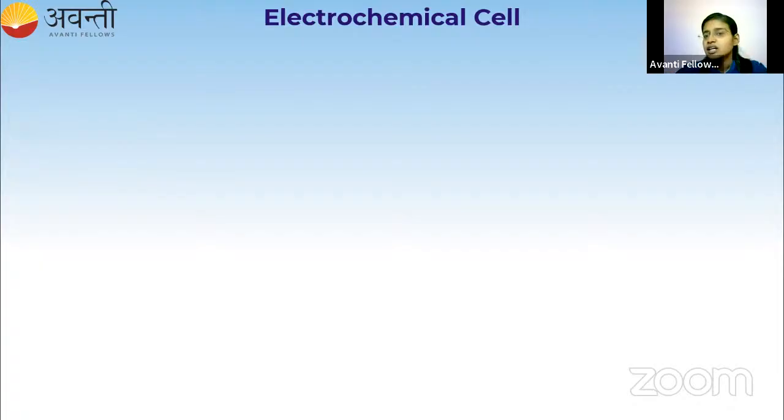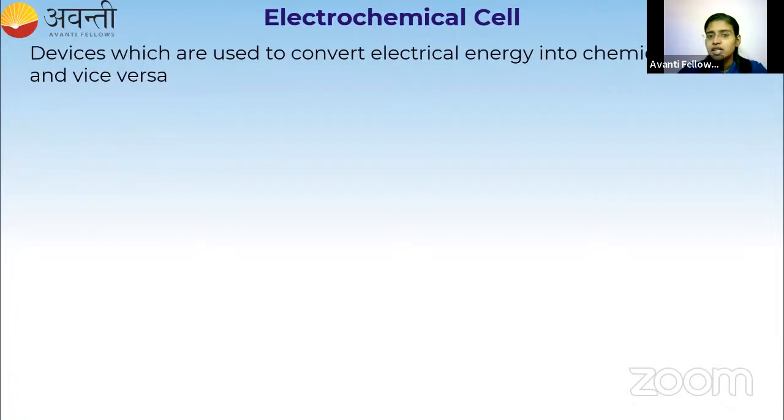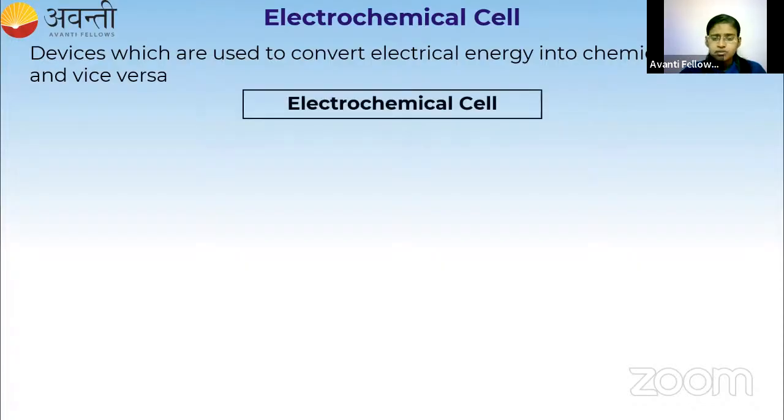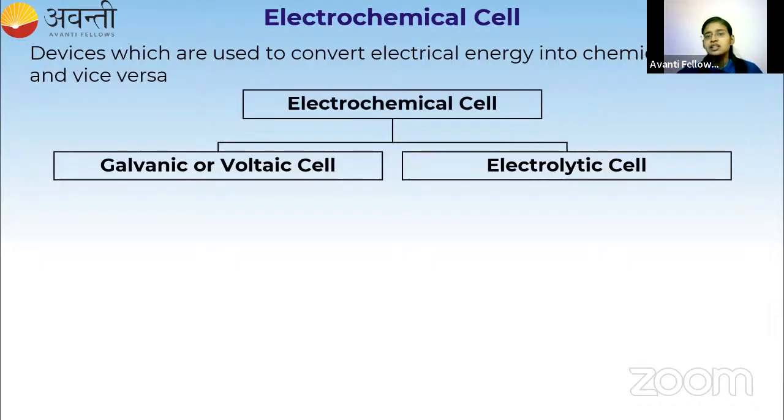Now, what are electrochemical cells? They are the devices which are used to convert electrical energy to chemical energy, and vice versa. They can also convert chemical energy to electrical energy. Both things are possible, and those types of cells are called electrochemical cells. An electrochemical cell is divided into two types: the galvanic cell, also called the voltaic cell, and the electrolytic cell.